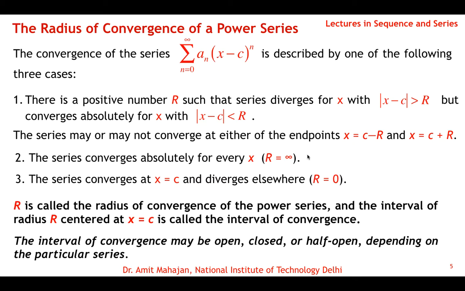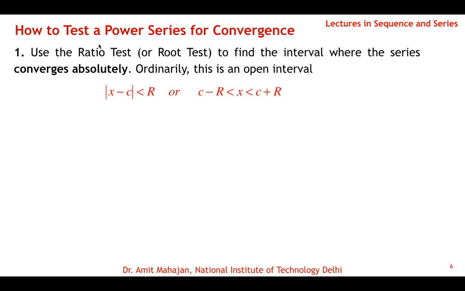Now we have seen that the convergence of a power series can be of three types. That means it can be in an interval, or for every x, or at a point. But now the question is how to find out this interval of convergence, or how to find out this value of r, or how to calculate the convergence for this power series. So how to test the power series for convergence? The idea is that you can use the ratio test or root test to find the interval where the series converges absolutely.